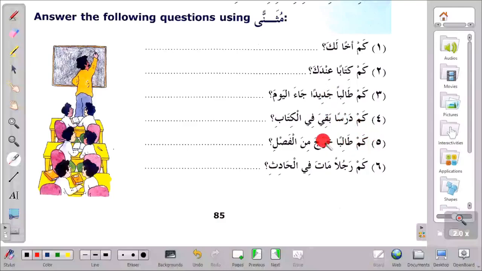Kam taliban kharaja min al-fasl? How many students left the class? Two students left the class. So how do you say it? Kharaja min al-fasl talibani.